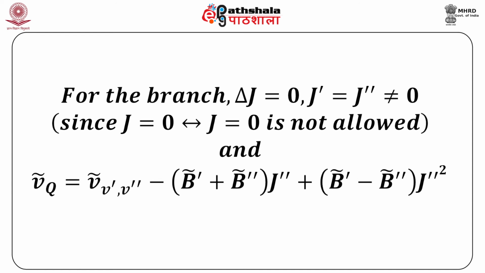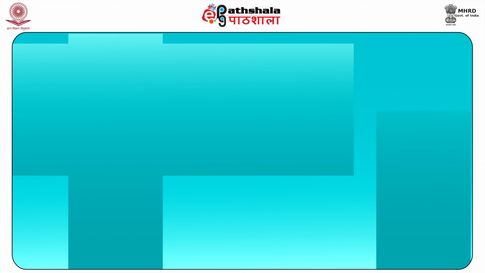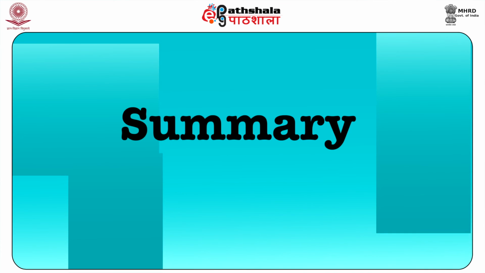For the Q branch, delta J is equal to 0, J prime is equal to J double prime, and this is not equal to 0, since J equal to 0 to J equal to 0 is not an allowed transition, and the wave number is the v prime v double prime vibronic transition minus (B prime plus B double prime) into J double prime plus (B prime minus B double prime) into J double prime square. The Q branch lies on the low wave number side of the origin, since both the last two terms are negative. So, we will summarize what we have learnt in this module.